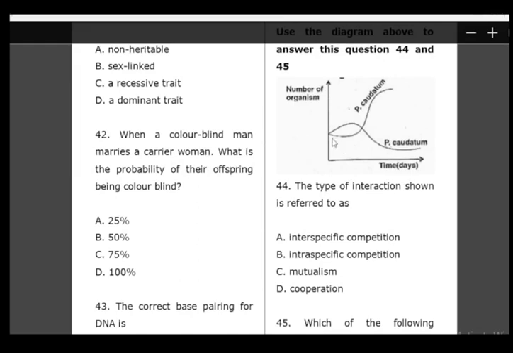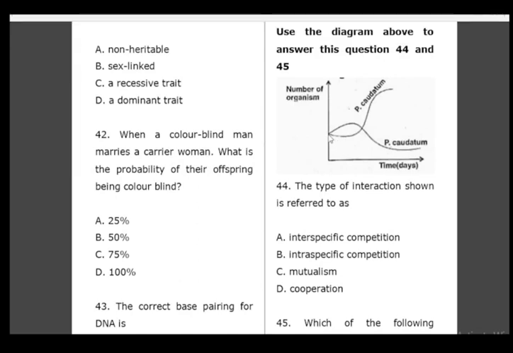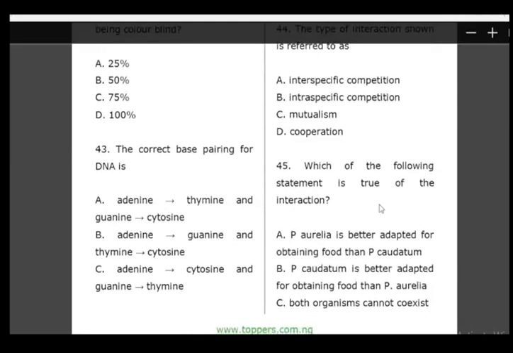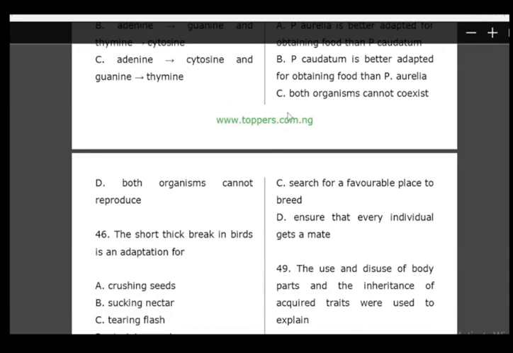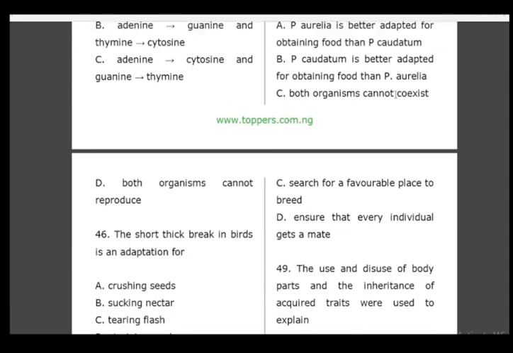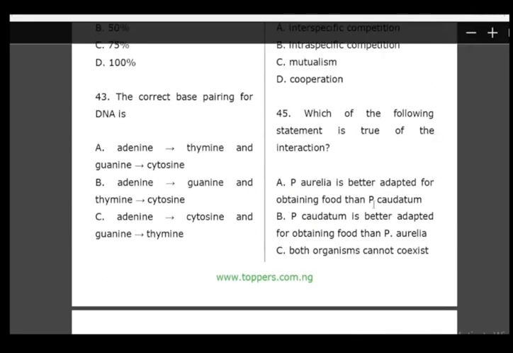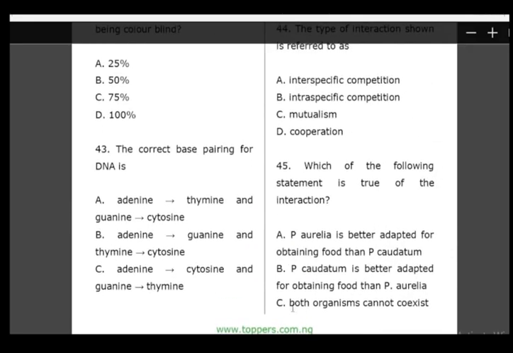But the information we can see here is that, considering that this one is P. Aurelia, they both come out from the same source. They are both coming from the same source, and P. Aurelia is going up, the number of organisms is increasing, while for the number of organisms of P. chordatum, the number is reducing per time. It means that these two organisms are not organisms that can coexist. Both of them cannot coexist. They survive in different environments. So that is the answer to that question.